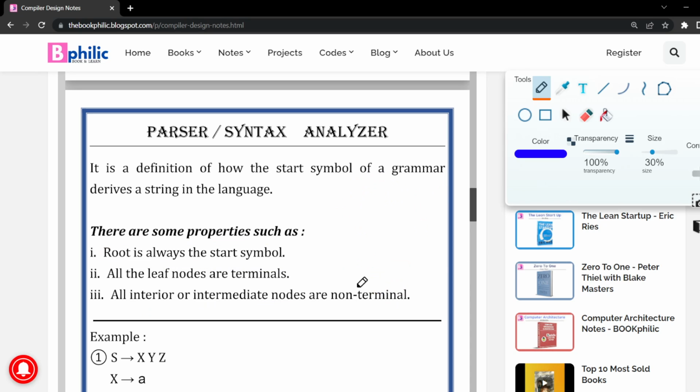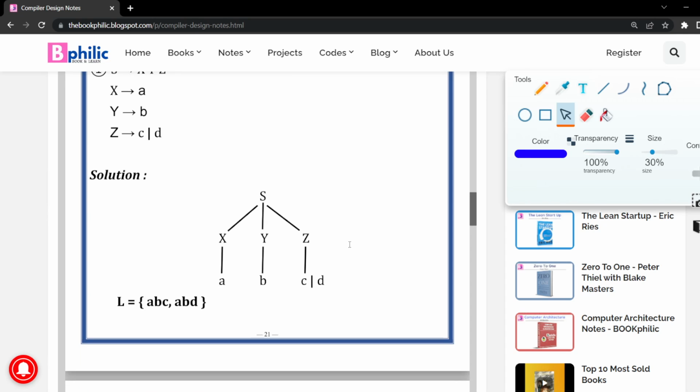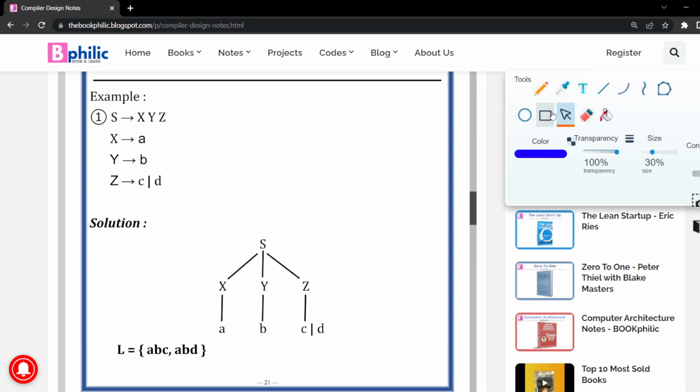These are the logical points you can write in your notes. Okay, let us start with a few examples. Example number 1: we are given the production rule S derives capital X, capital Y, capital Z. In the next production rule we are given that these X, Y, Z are nothing but the stems of the tree.